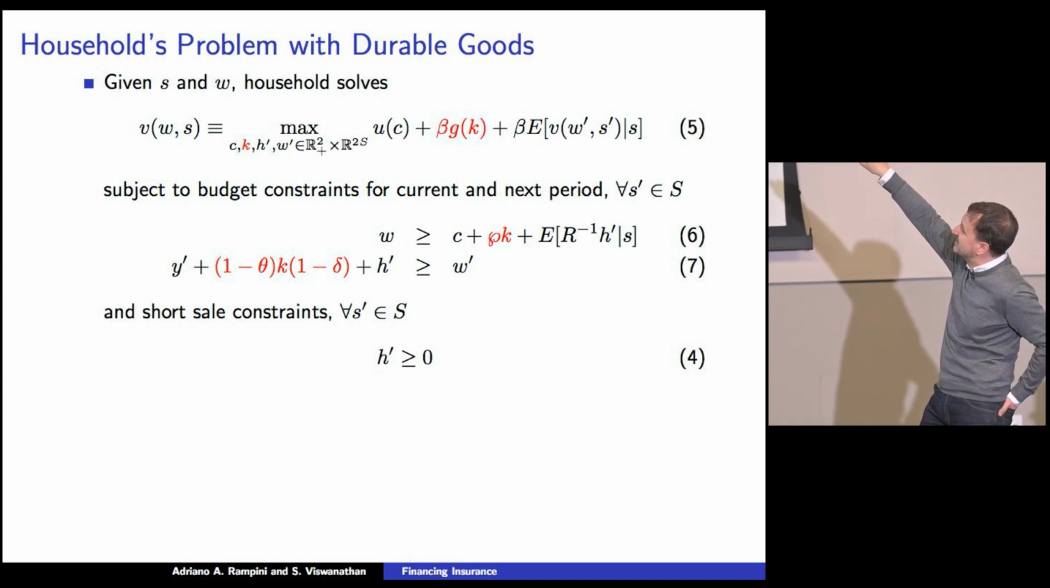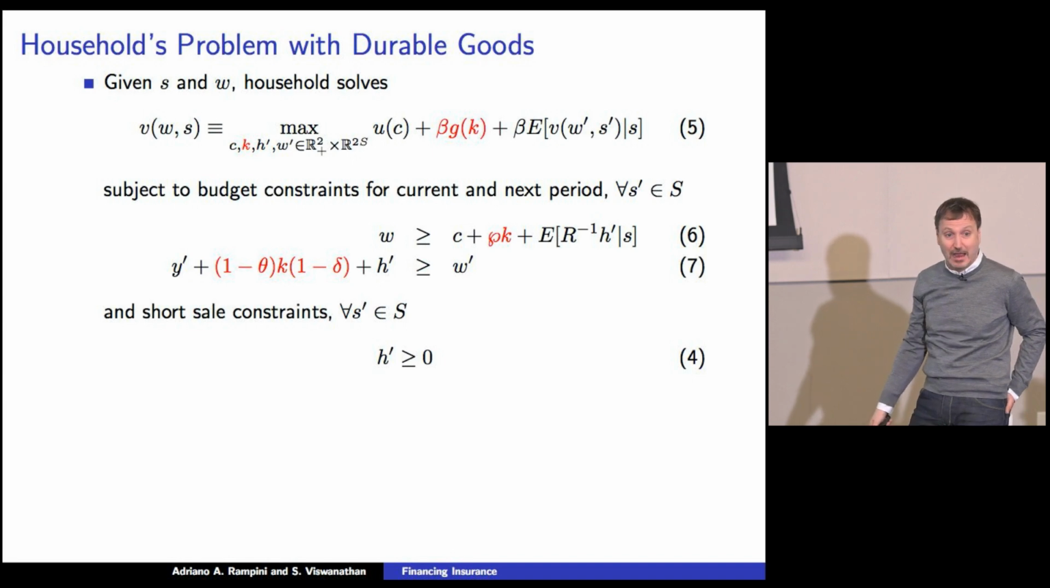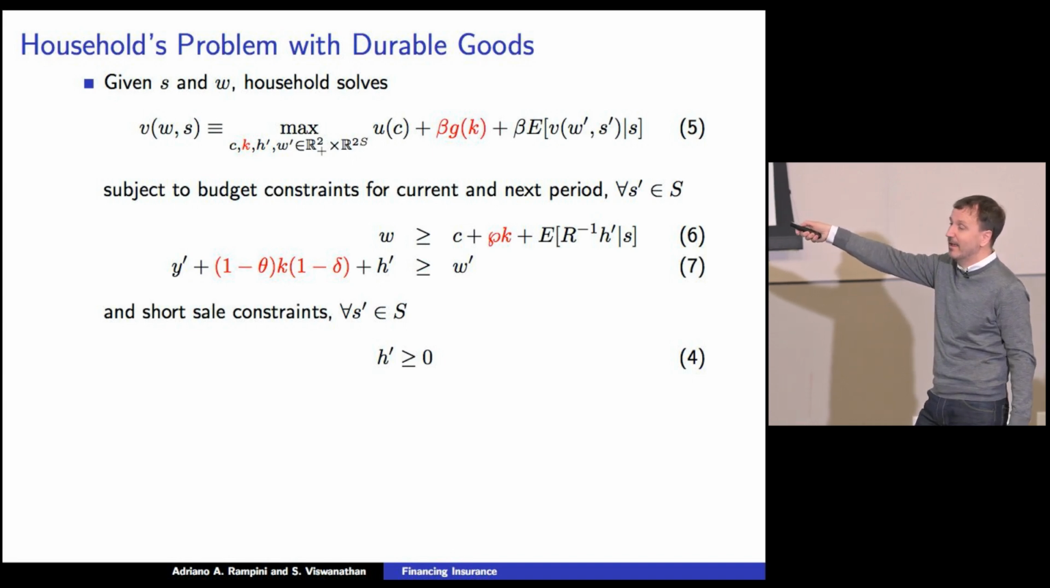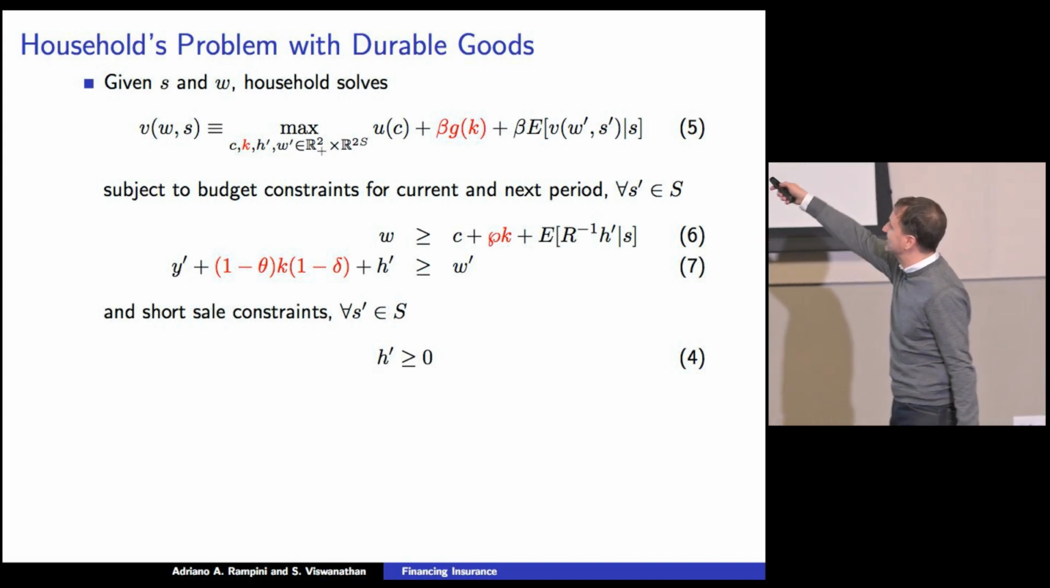You get your house. This is the service flow from the house that you live in. Instead of just eating and buying insurance, you can also buy a fully levered house. So this is the down payment on your house, and then tomorrow, this is the equity value of your house that shows up. But apart from that, the model is exactly the same.